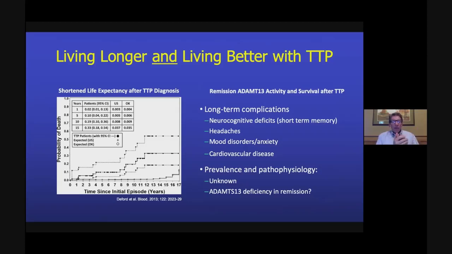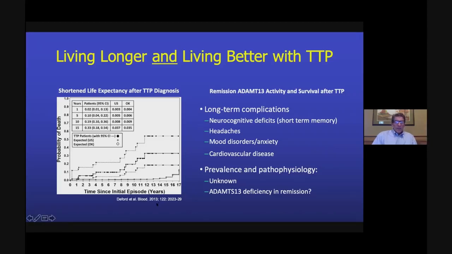Now, what I'd like to talk about more, in addition to the living longer, which we obviously want for everybody with TTP, we want people to live better with TTP. And again, one thing we've learned is that as more and more people survive this TTP episode, there are things that can happen long term. A lot of this work was really pioneered by Dr. Terrell and Dr. George, Sarah Vesely at Oklahoma University.